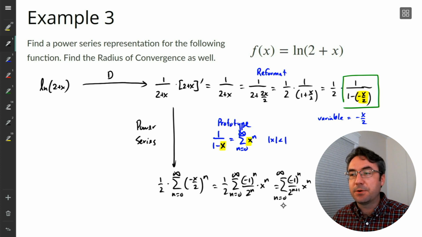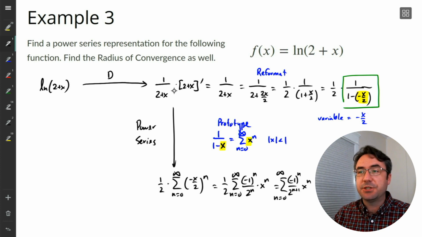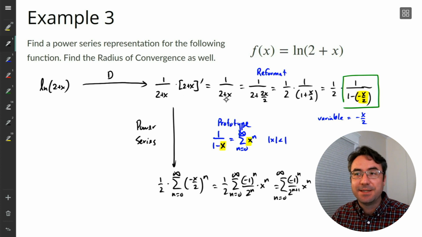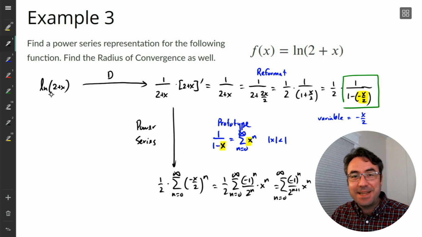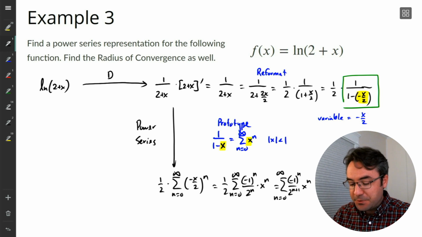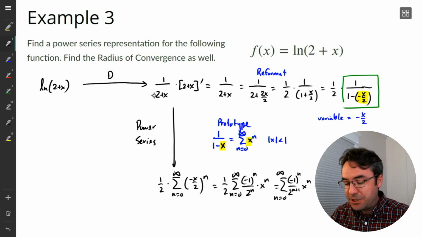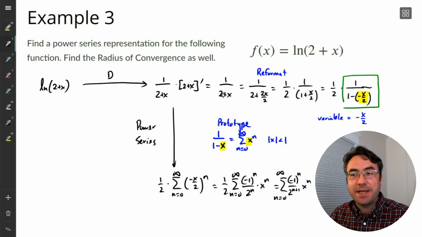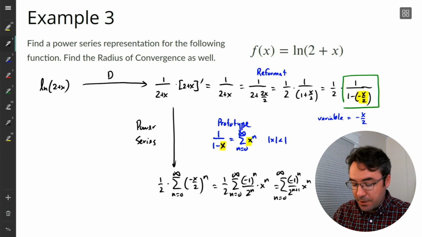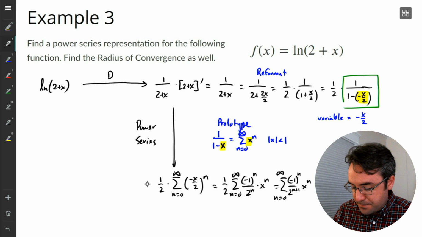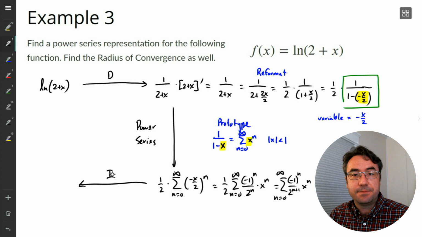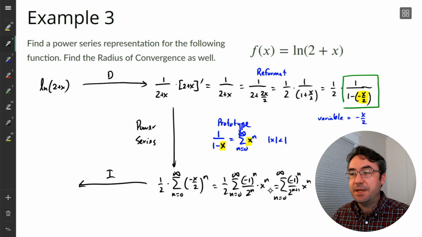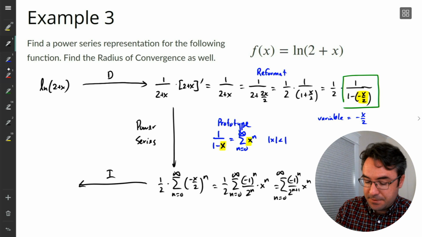All right, so here's a power series representation for 1 over 2 plus x. So it's not the power series for the function that we're actually interested in. We started with natural log, we differentiated, and that gave us 1 over 2 plus x. We found the power series representation for that function, so to work backwards, we have to undo the derivative. And how do we undo the derivative? With integration. So we have to integrate this power series.